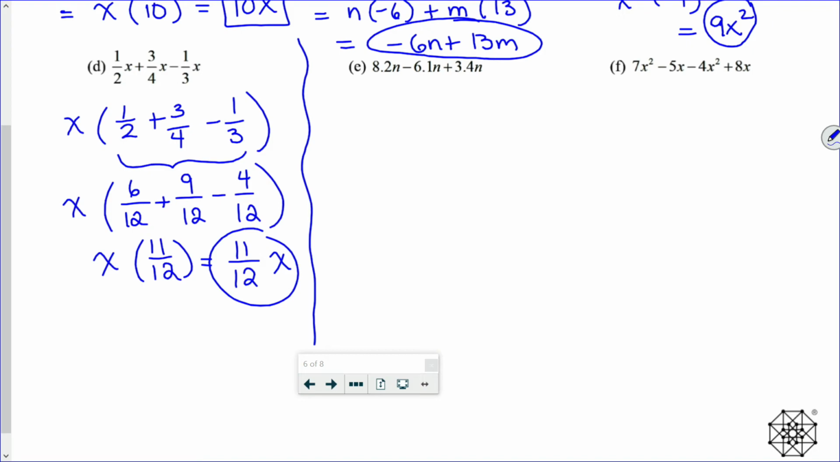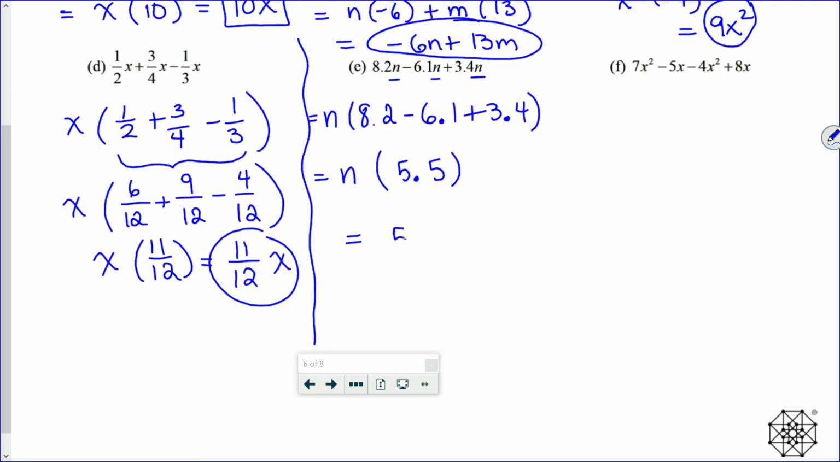All right, in letter E, we've got a bunch of decimals, but they all have n as their variable, so I could factor an n out, and I'd have 8.2 minus 6.1 plus 3.4. Again, obviously you could use your calculator for this, but I would encourage you to just think about it. 8.2 minus 6.1 is 2.1. 2.1 plus 3.4 is 5.5. So we get 5.5n. Certainly use your calculator to check.